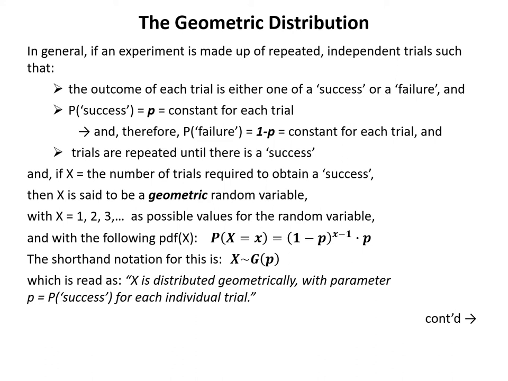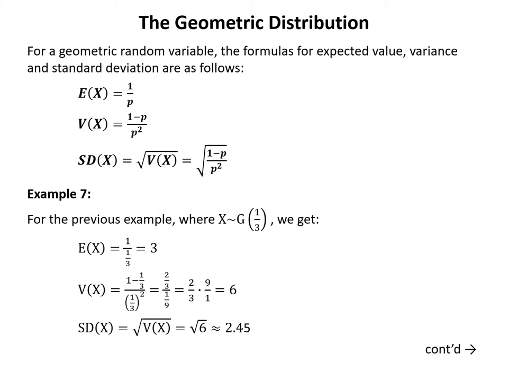And we get the following PDF, the one that we derived previously, which is that the probability that x equals any value little x equals (1 minus p) to the x minus 1 times p. The shorthand notation for this distribution is, you see there, the same kind of notation that we used previously for the binomial, and it's read as x is distributed. We use the letter G, and we say that x is distributed geometrically with parameter p equals the probability of success for each individual trial.